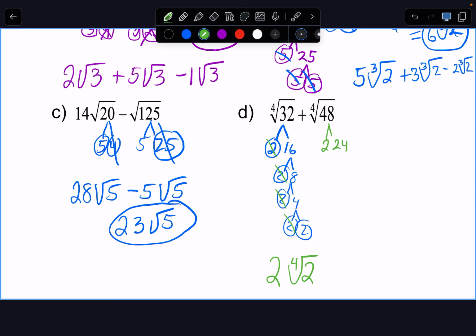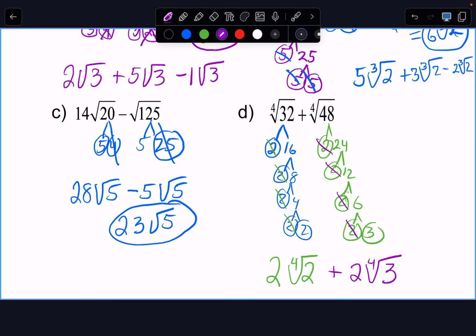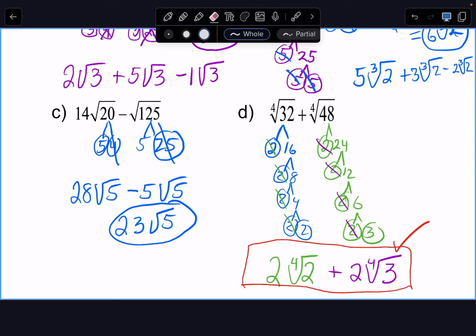This is 2 and 24. If you need to break this down, 2 and 12. There's no shame in this. 2 and 6, 2 and 3. And then once again, a 2, a 2, a 2, a 2 comes out as 1, 2. But I have a fourth root of 3 left over. Can I add these together? No. So we're done right here. This is fully simplified, but you can't add them because they don't have the same radicand in this case.